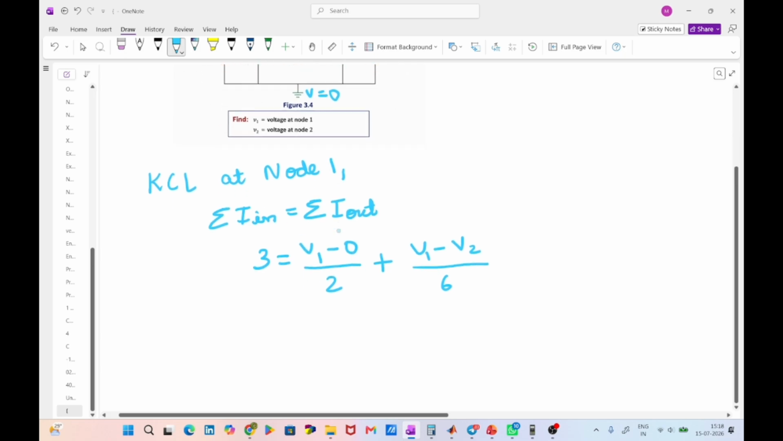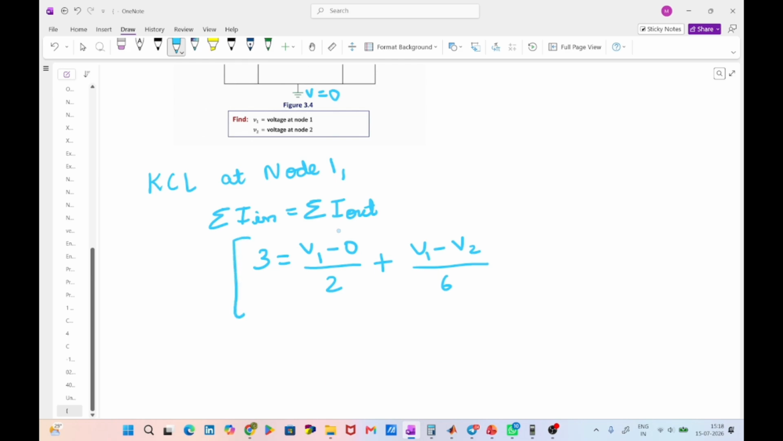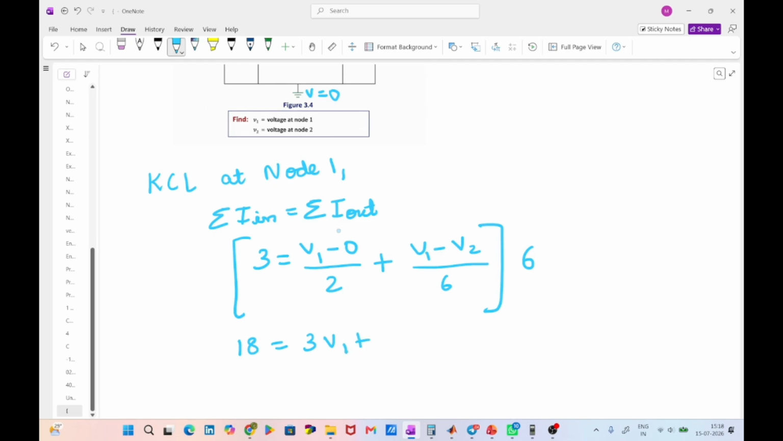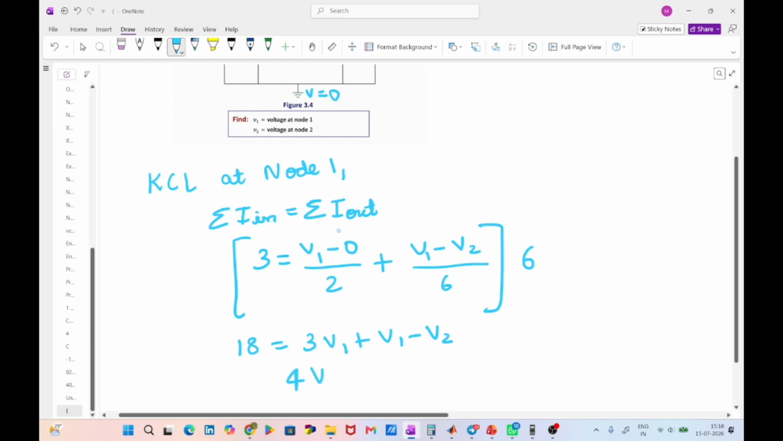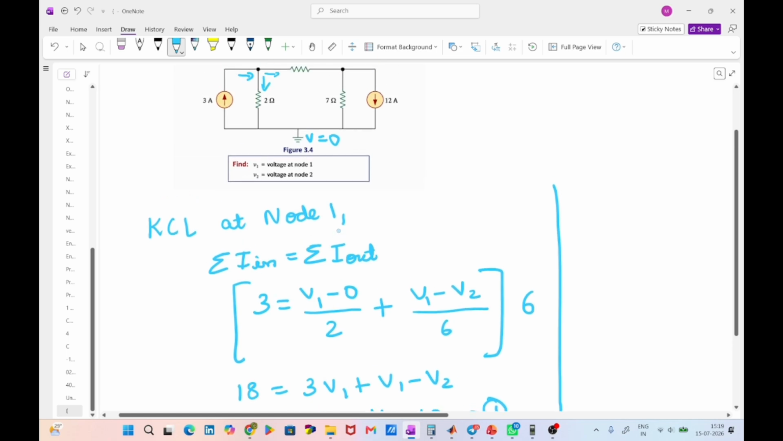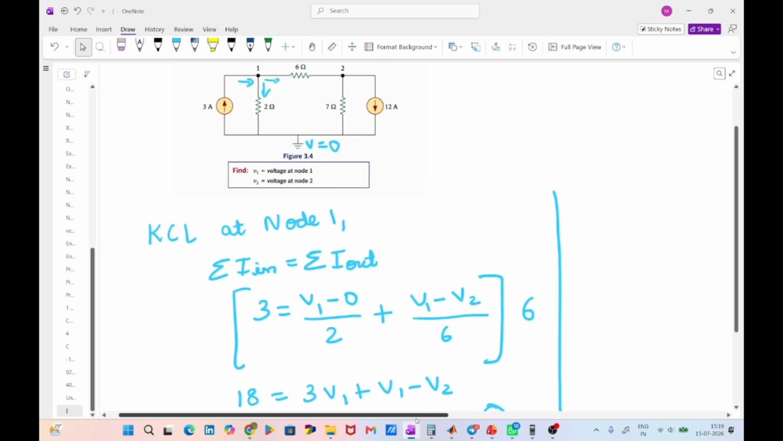If we multiply by 6 here, it will become 18 is equal to 3V1 plus V1 minus V2. Then we write 4V1 minus V2 is equal to 18. Let us consider this as equation 1.